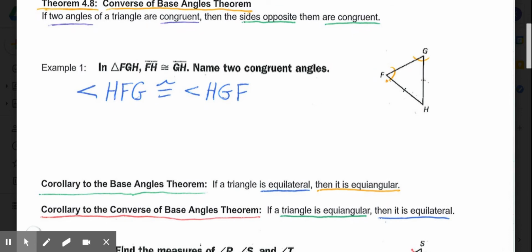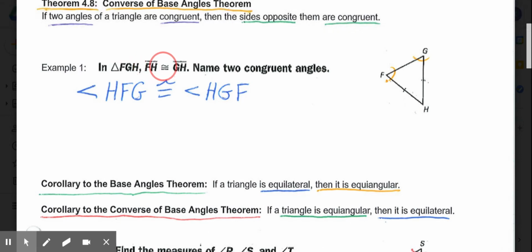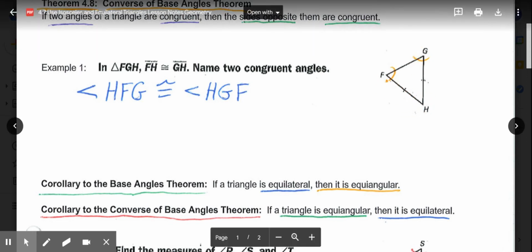So example 1, name two congruent angles based on the info. So in triangle FGH, side FH is congruent to side GH. So just like we said before, our congruent angles would be angle FGH and angle HFG. So angle F is congruent to angle G, or angle HFG congruent to HGF.